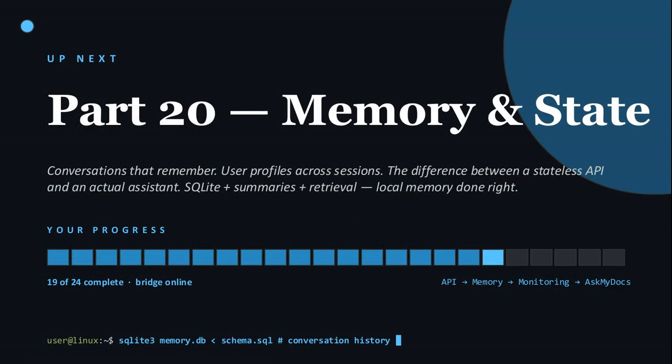That's part 19 in the bag. The bridge is online and your local stack now speaks fluent OpenAI. Next up, we tackle the thing that separates a clever API call from an actual assistant, memory. We'll wire up SQLite for conversation history, layer in summaries so context windows don't explode, and add retrieval so your model remembers who the user is across sessions. 19 down, 5 to go. See you in part 20.